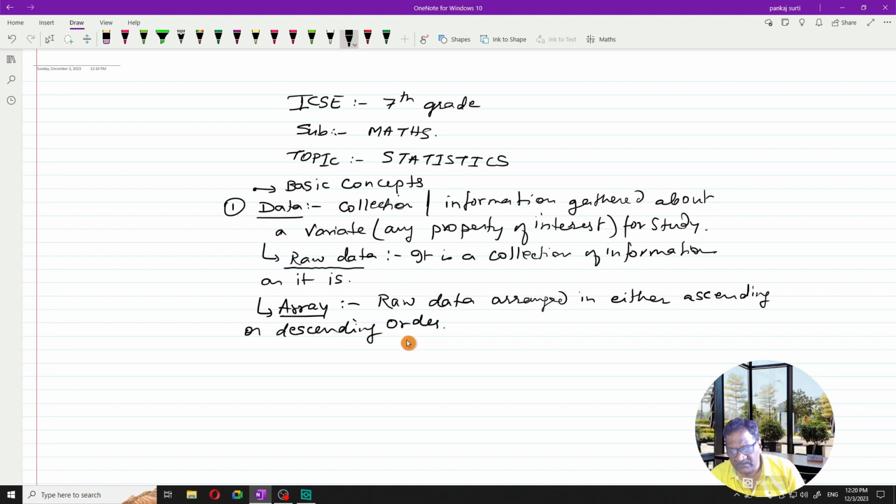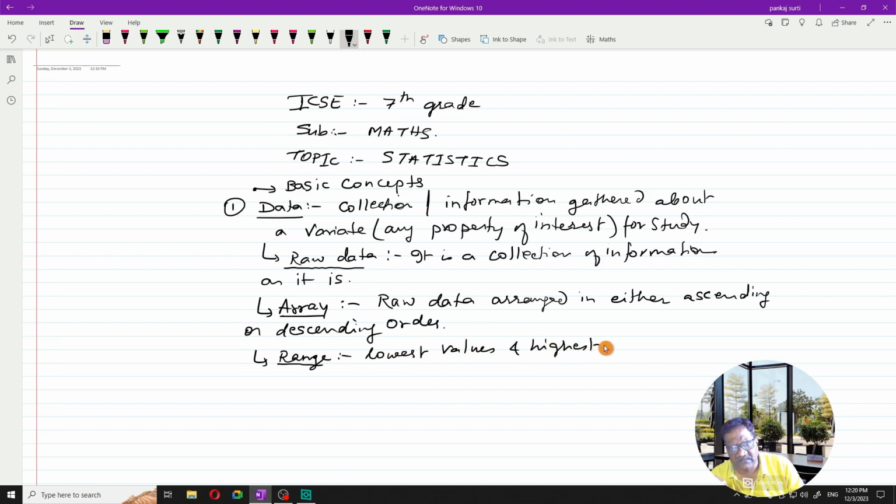Then the range of the data: suppose you have collected some data, so that data will have something called a lowest value and something called the highest value.